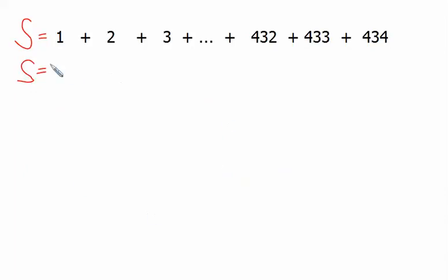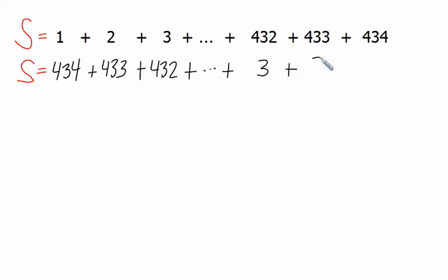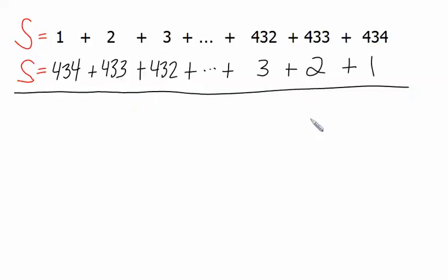Except we're going to write it in reverse order by pairing something large with something small, and then large with small, and then large with small, continuing it on, large with small, large with small, large with small. Now the key to this problem is to add things vertically.